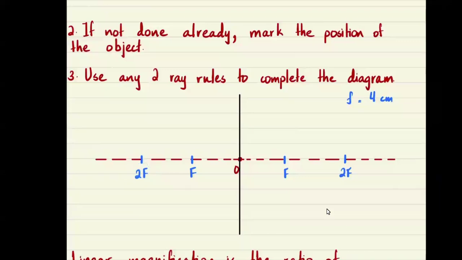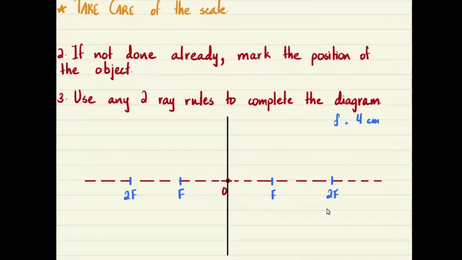So the next step is this: if it has not been done already, you would have to mark the position of the object. Now let's say this is how the question is. You were given the focal length, you mark that, done. Now the examiner says that the object is positioned 10 centimeters from the lens. So if this is 4, then this is 8, then 10 would be somewhere here. Again, sometimes the examiner would also give the height of the object. You would also have to plot that according to the scale which is given. All right, so this is your object.